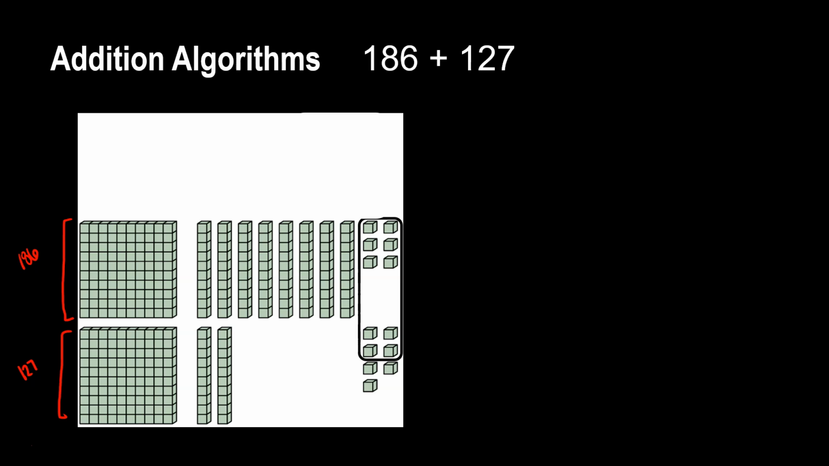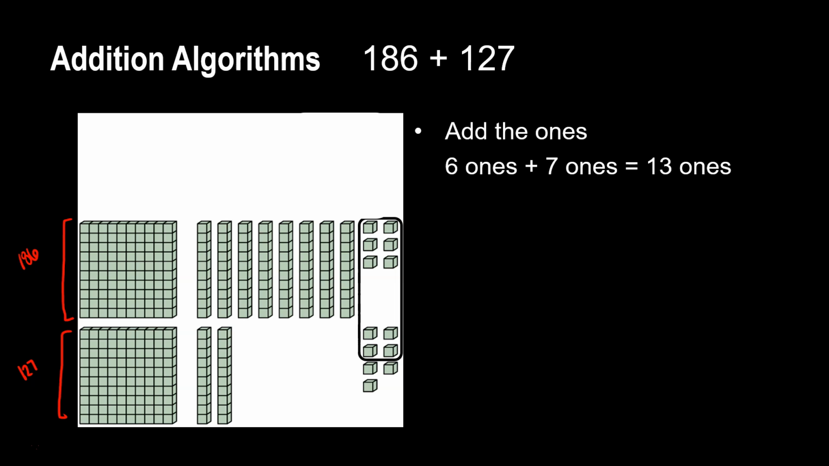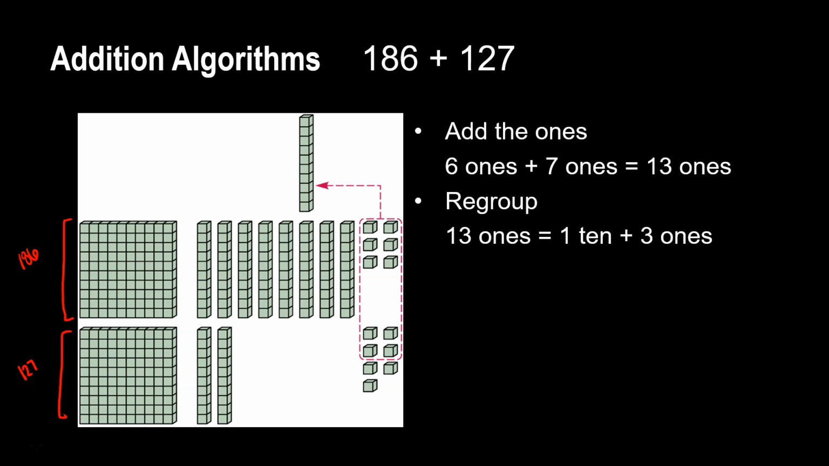Looking at the units blocks, we can see in this black circle that there's exactly 10 units, and we know that 10 units can be regrouped so that we can make a long. So out of the 6 ones from 186 and the 7 ones from 127, when we combine them, we have 13 ones. And those 13 ones can be regrouped. We can write that as 1 ten or 1 long and 3 ones.